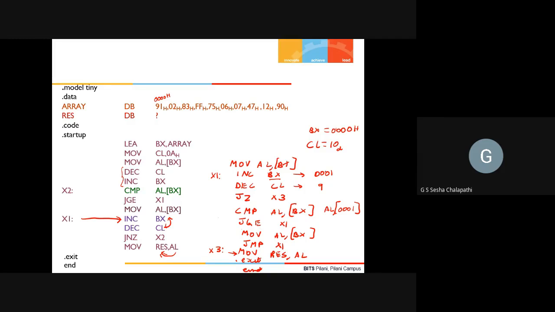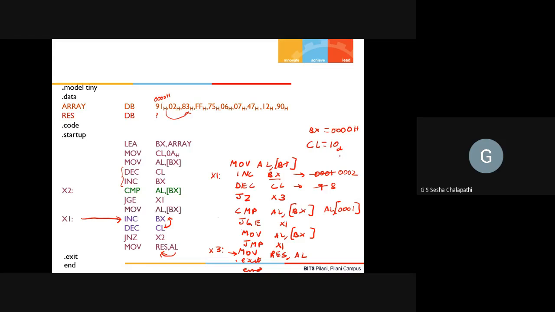Now X1, what will happen? BX will now get incremented to 0002 and CL becomes 8. So this has moved to here. BX has moved to this and CL has become 8. And then you check whether CL is 0 or not. Like that, you will be moving it.